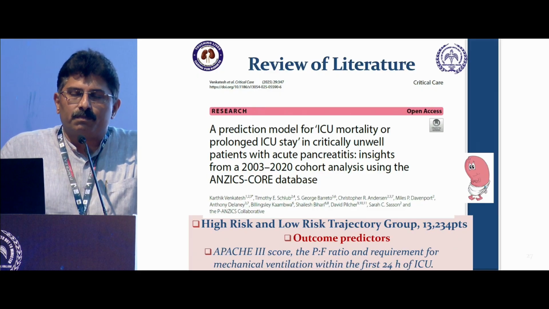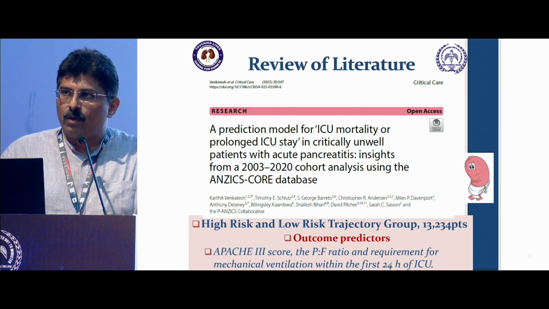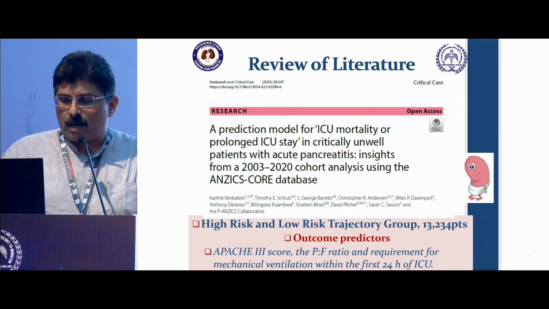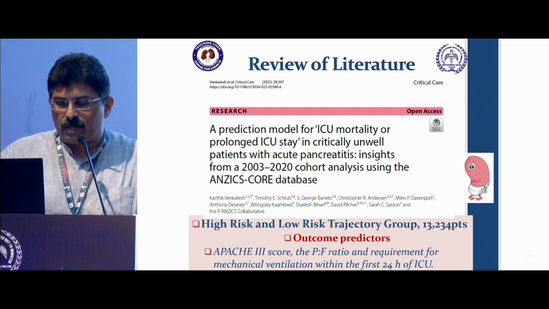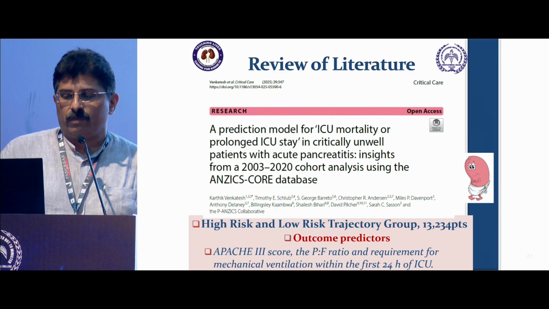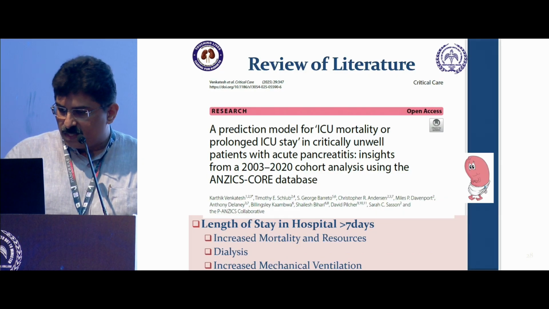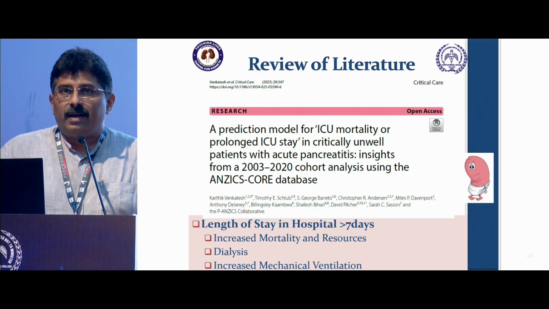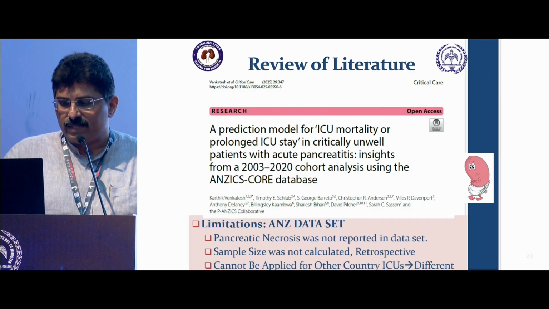The other that came in was the prediction model of an ICU mortality. Now, this paper kind of tried to identify patients into 2 trajectories, those who have the low-risk trajectory and the high-risk trajectory, by looking at certain outcome predictors when they presented to the ICU within 24 hours. They looked at the Apache-3 score, the PF ratios, and the requirement for mechanical ventilation in the first 24 hours. They noticed that in the people who required a hospital stay of more than 7 days, increased mortality was noted. Initiation of dialysis was one of the most important factors, and increased mechanical ventilation.